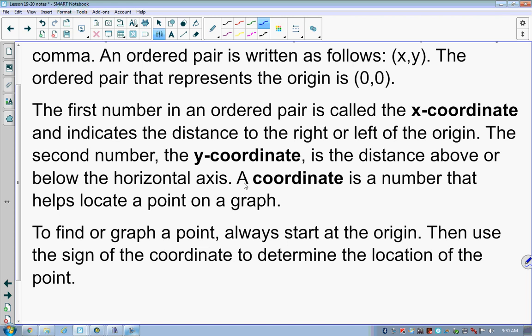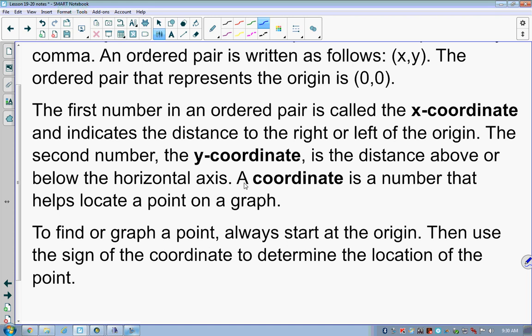So the first number in an ordered pair is our X coordinate. It indicates the distance to the right or left of the origin. The second number is the Y coordinate. It's the distance above or below the horizontal axis. A coordinate is a number that helps locate a point on a graph.